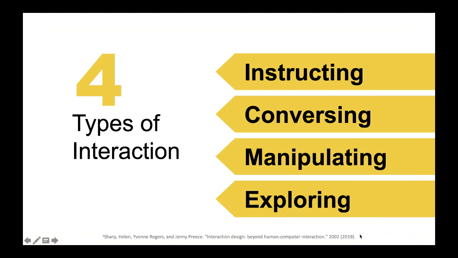In the book on interaction design by Sharp, Rogers, and Preece, they define 4 types of interaction, and they're pretty comprehensive. The 4 types are listed here. We'll go over them in more detail, but they are instructing, conversing, manipulating, and exploring.